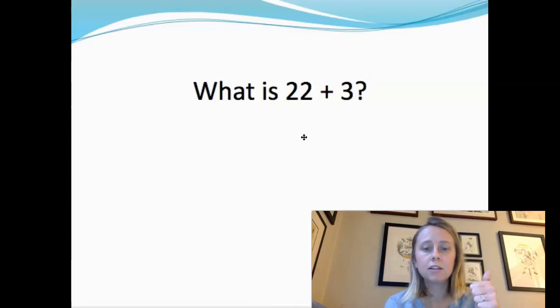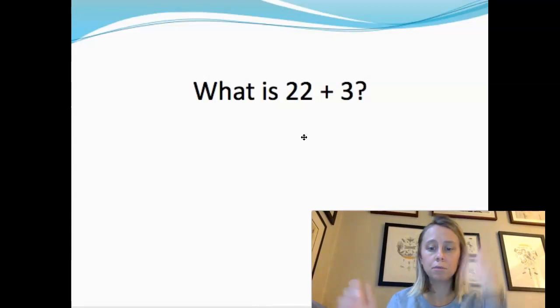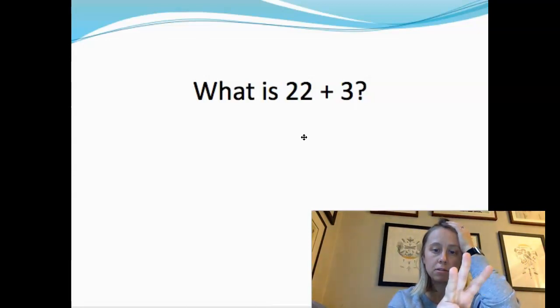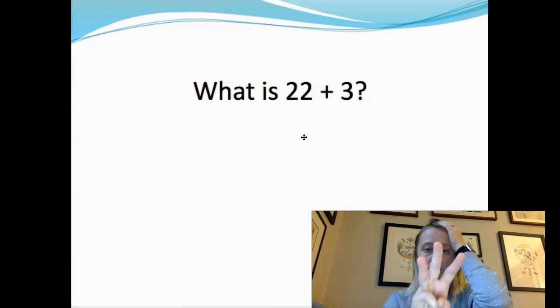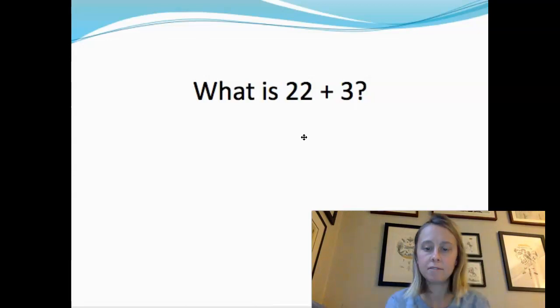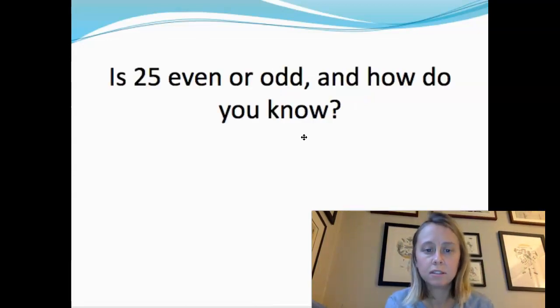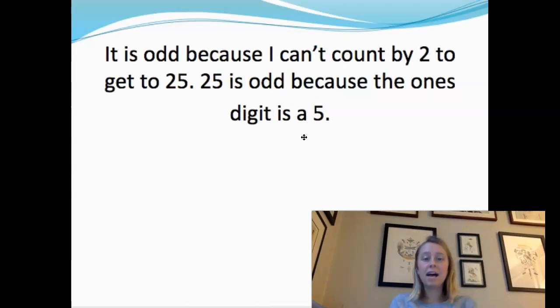22, let's add 3. 22, put that one in your head, remember? And then 3 fingers up. 22, 23, 24, 25. 25. Is 25 even or odd? 25 is odd because if I count by 2s, I'm not going to get to 25. 25 is odd because the ones digit is a 5.